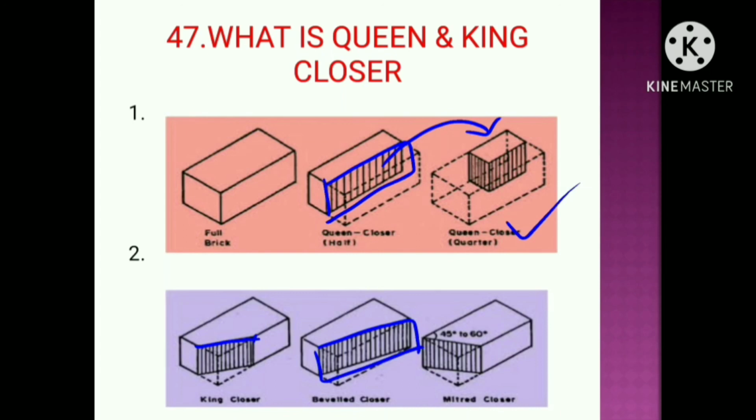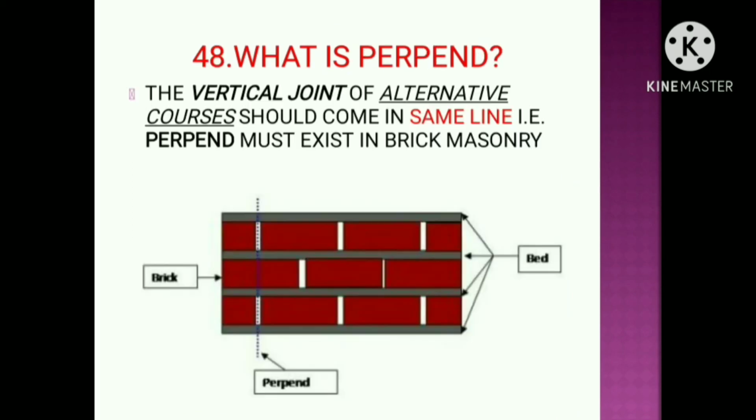And next is mitred closer. It basically makes an angle of 45 to 60 degrees. It is obtained by making a cut from center of stretcher to opposite corner of header. It is used at the corners or junction on one side. What is perpend? The vertical joint of alternate courses should come in the same line. That is called perpend, which must exist in brick masonry. This is perpend.